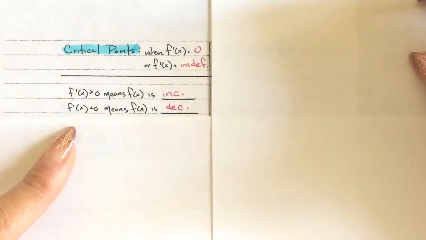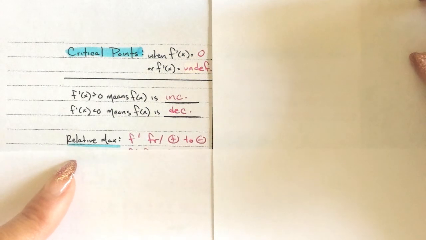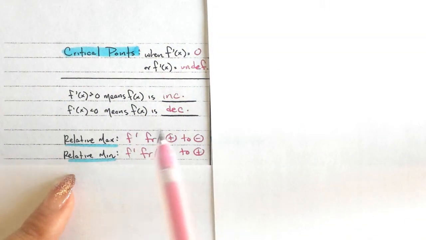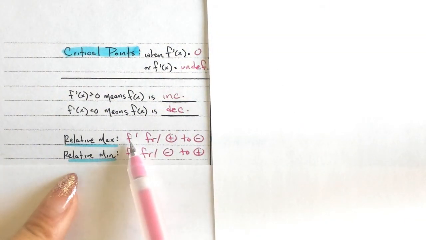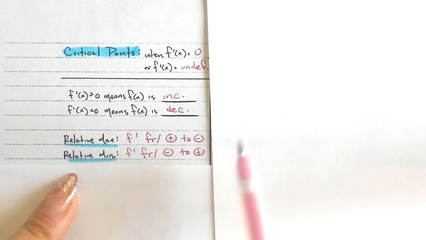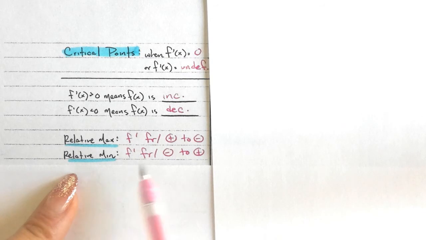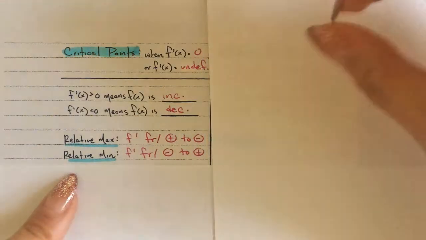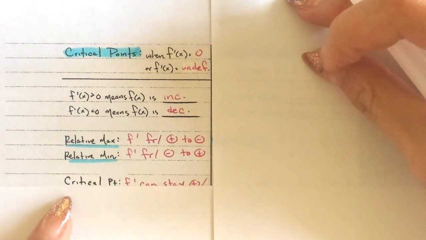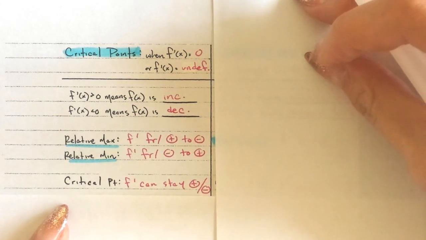If the slope is positive, it means f is increasing. If the slope is negative, it means f is decreasing. You know this already. Okay, a relative max and a relative min. A relative max is when slope changes from positive to negative. So you're going up a hill and down a hill. So slope is positive, slope is negative. Relative min is from negative to positive. Okay? And then critical points.